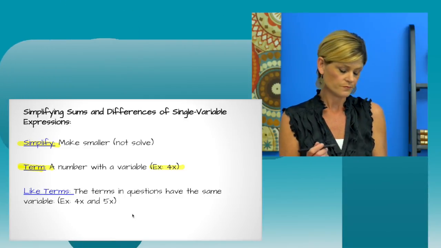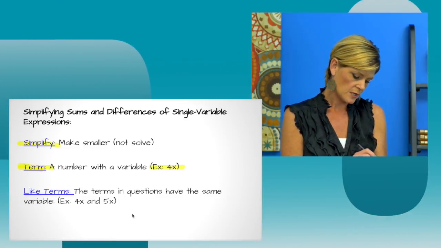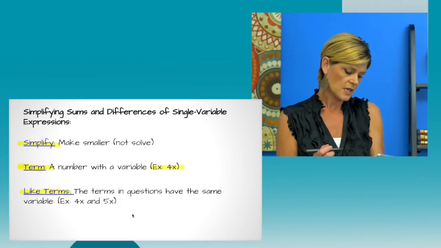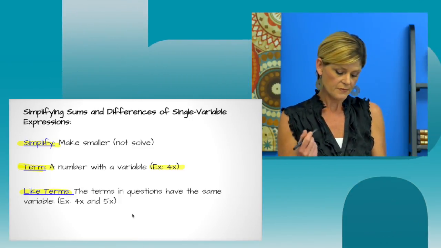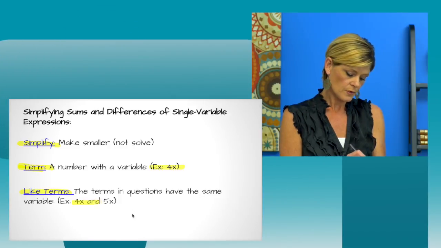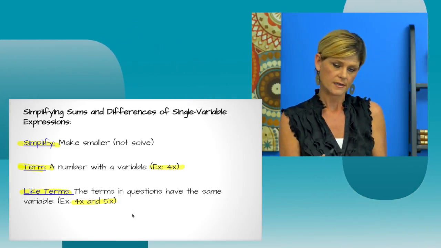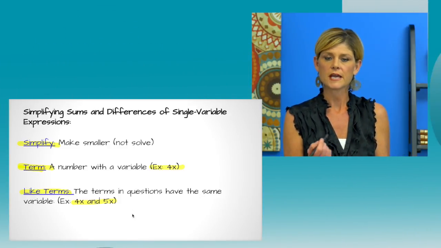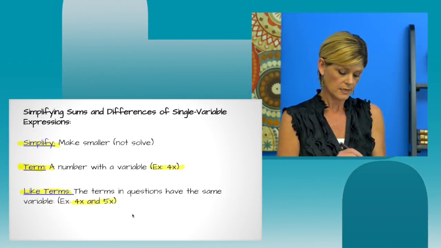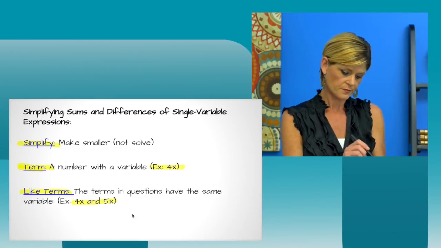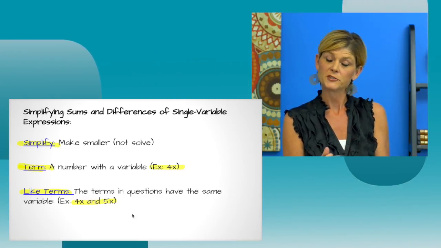So it's any number with a variable. That is a term. Like terms, now we've also been using these words, and that basically just means that the terms in question have the same variable. For example, 4x and 5x. That's what we're talking about when we say that two terms are like. They have the same variable on the end, like we have here with the x. 5x and 4x, that would be like terms.